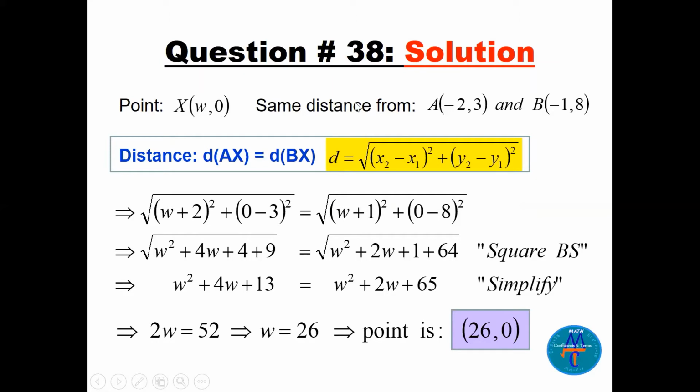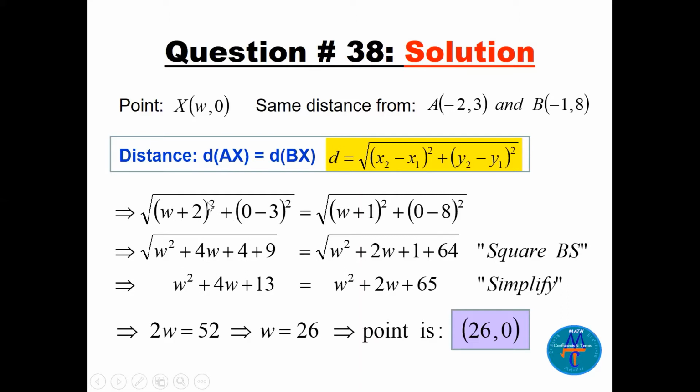Equidistant means the same distance from A and B. So we have the distance AX, and then BX. The distances are equal. That's the formula now here. The yellow is the formula. So we have A (−2, 3), and X is (w, 0). So this is x2 minus x1, and then y2 minus y1. So 0 minus 3, and this one again, (y + 1)², 0 minus 8 squared. Square both sides.